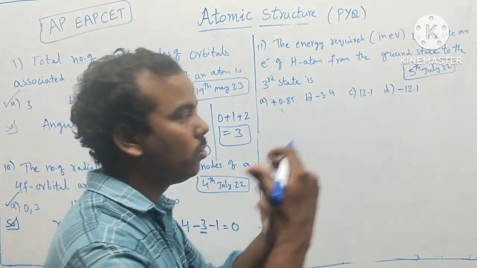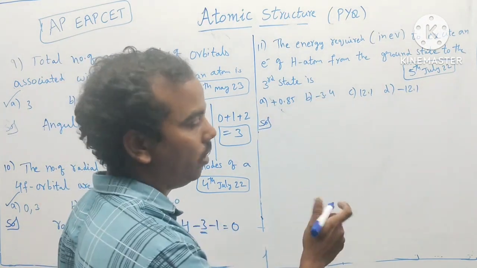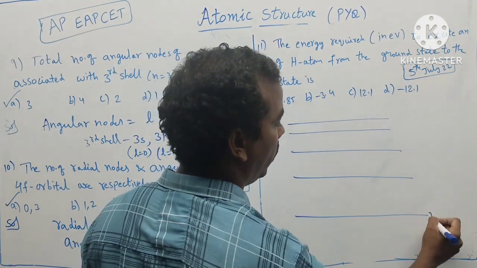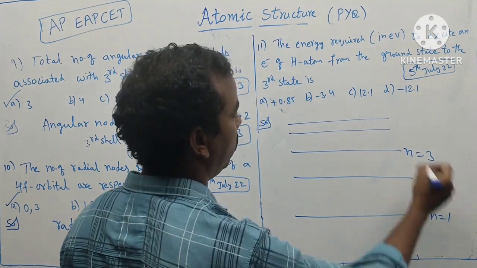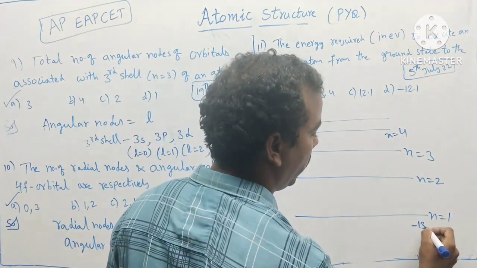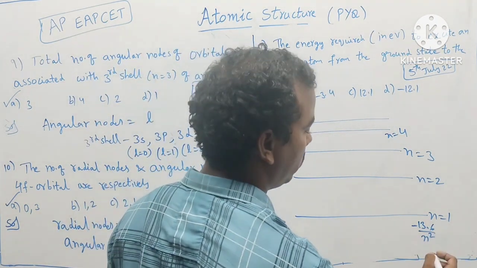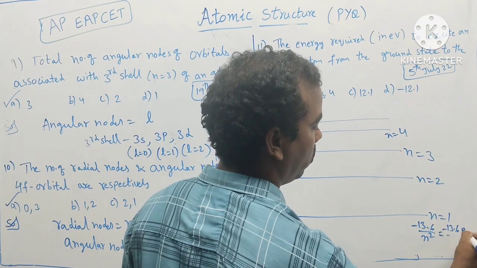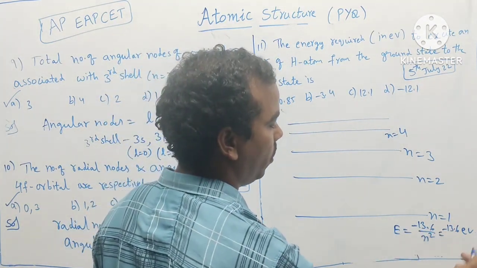the ground state to the third state. Ground state to the third state. The energy required. So if it is ground state 1, second one, third one, fourth energy level, n is equal to 4. So in ground state, the energy formula is minus 13.6 by n square. N means 1. So minus 13.6 by 1 square means 1 electron volts. In ground state, energy level is equal to minus 13.6.